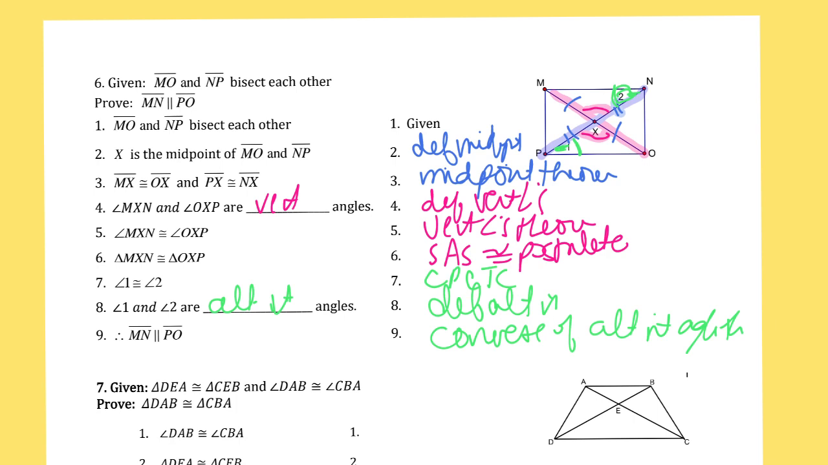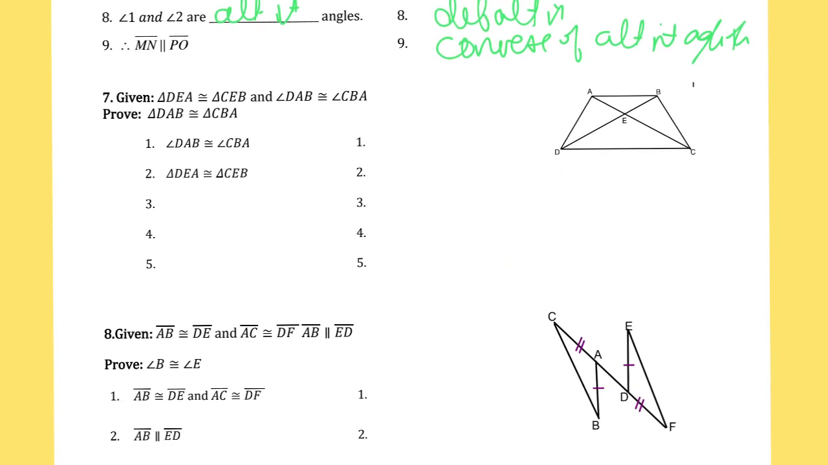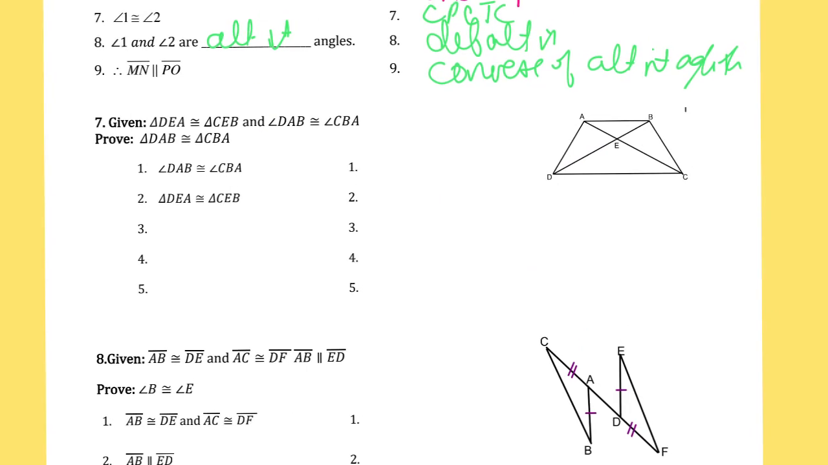Remember, the regular theorem says if you have parallel lines and alternate interior angles, they have to be congruent. Well, if you have alternate interior angles that are congruent, then that means the lines have to be parallel to each other. Okay, so we've got two proofs to do. The first one is going to be as shown. So let's see what we can come up with here.